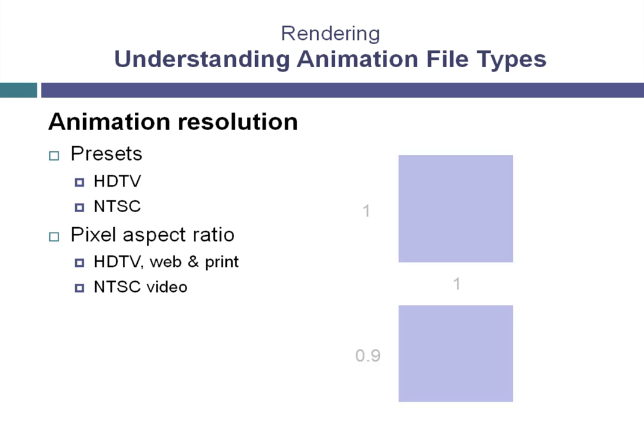The reason why this is important to understand is that the pixel on a regular television is not square. In order to compensate for this, you need to adjust the image for the pixel aspect of the final delivery method.